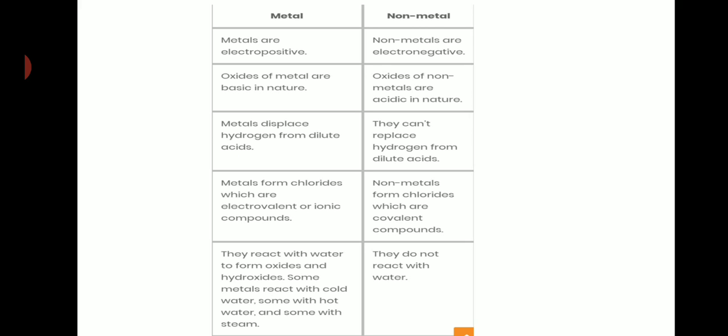Oxides of metals are basic in nature and oxides of non-metals are acidic in nature. Then metals displace hydrogen from dilute acid, whereas non-metals can't replace hydrogen from a dilute acid. Fourth point, metals form chlorides which are electrovalent or ionic compounds. Non-metals form chlorides which are covalent compounds. This we'll discuss in the upcoming lessons.